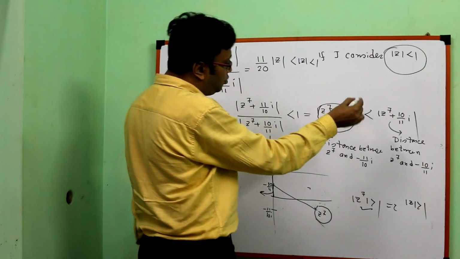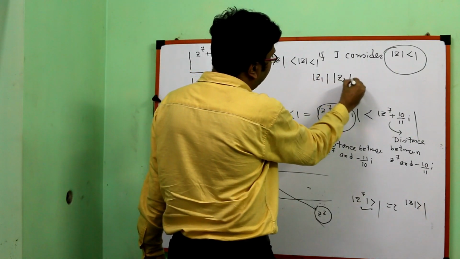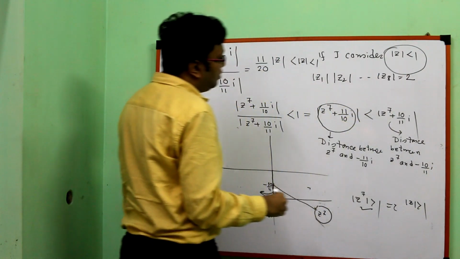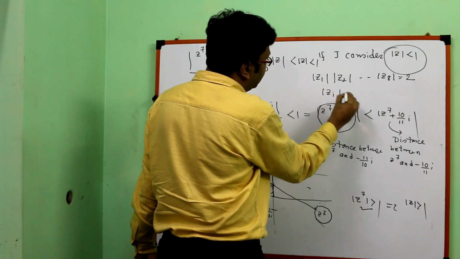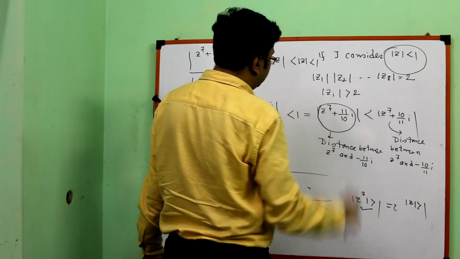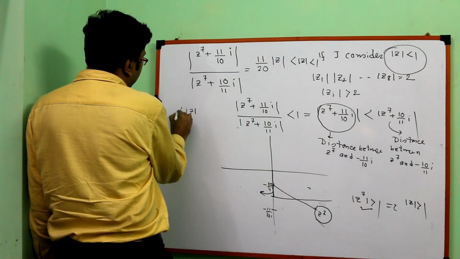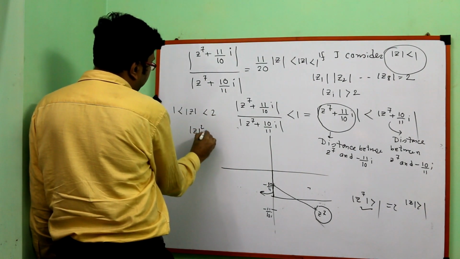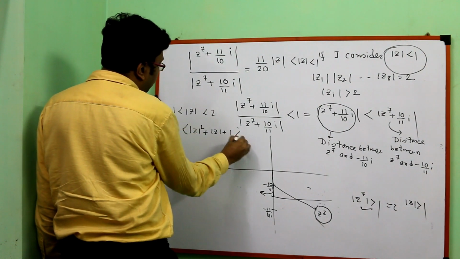And also we have proved that the product of all roots with their modulus is equal to 2. Therefore, there is no root zi whose modulus is more than 2. Therefore, mod z lies between 1 and 2, and hence mod z square plus mod z plus 1 lies between 3 and 7.